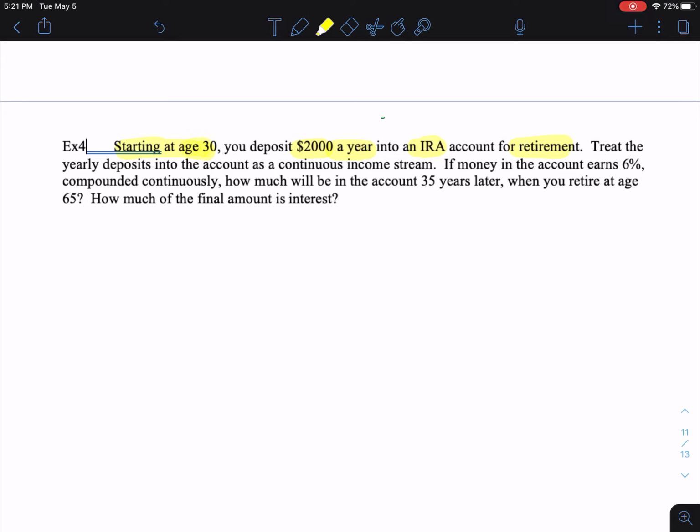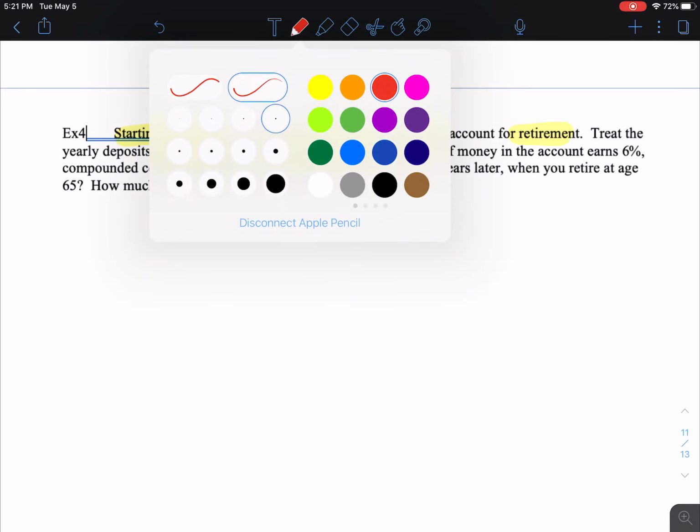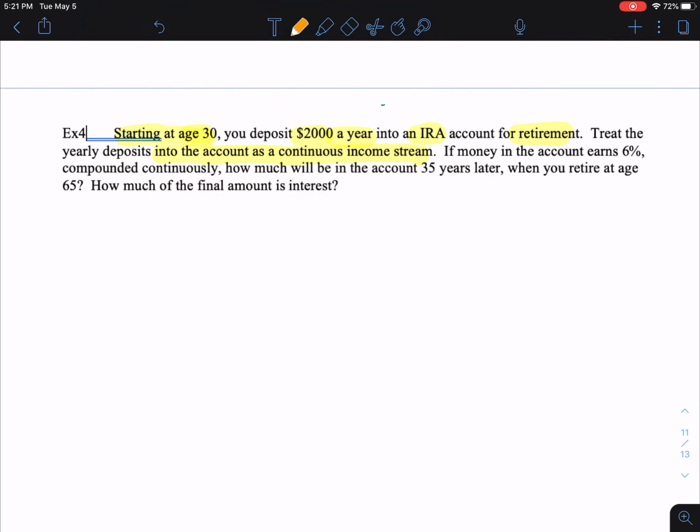Starting at age 30. And it says to treat the yearly deposit into the account as a continuous income stream. So that tells us, okay, our rate of flow, or continuous income stream, is $2,000 per year. So it's going to be equal to $2,000. That's what f of t is.